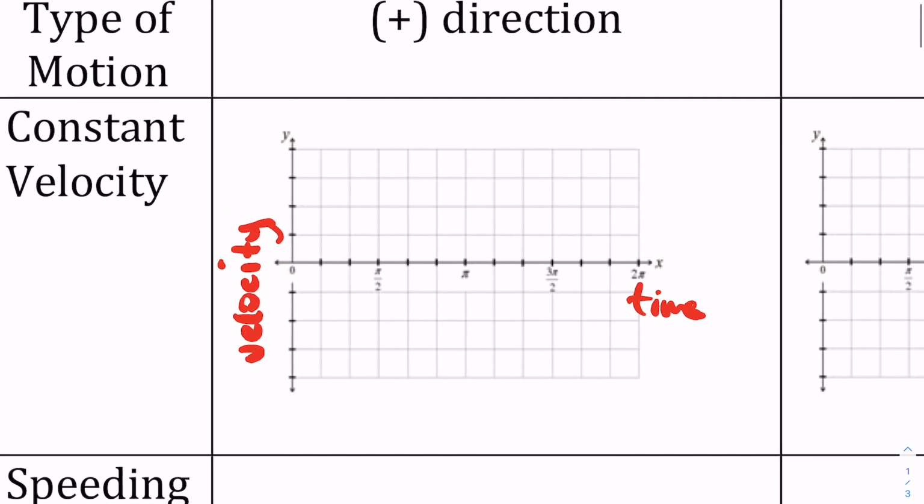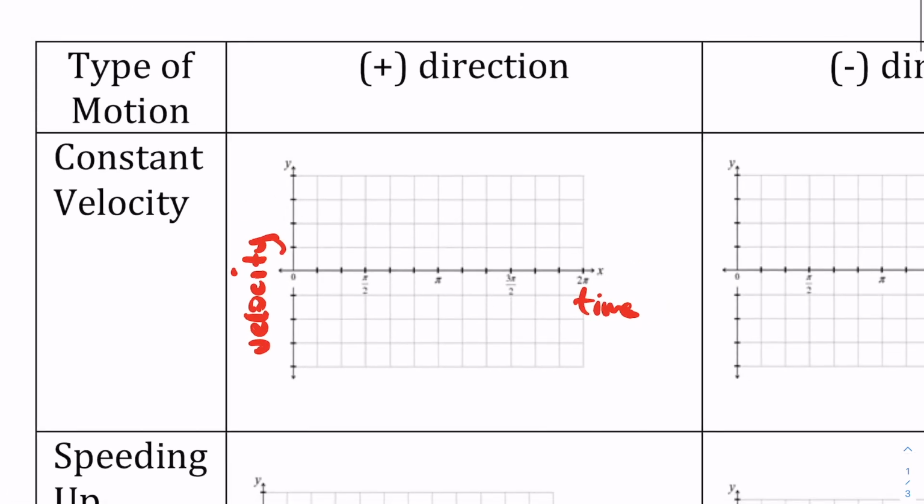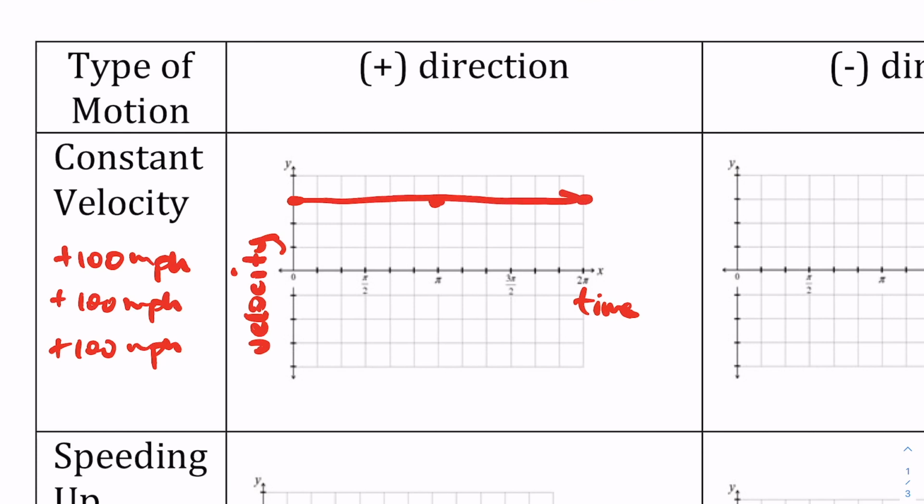So if something is moving at constant velocity in the positive direction, let's say you're moving at 100 miles an hour in the positive direction, then your velocity would be 100 miles per hour one moment, and then one moment later it would still be 100 miles per hour. Whoops, not 1,000 miles per hour. And then one moment later, it would still be 100 miles per hour. And so that would be like starting here at 100, one moment later being 100, another moment later still being 100. And so constant velocity in the positive direction is just a flat line.